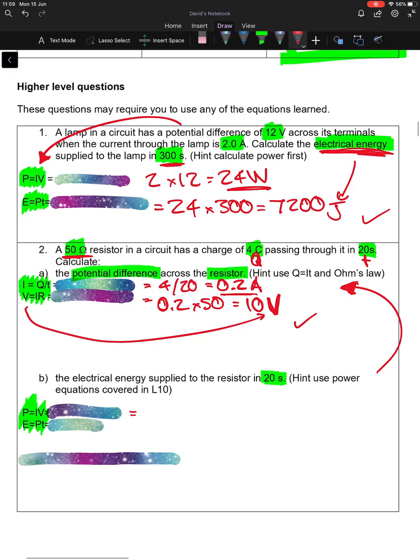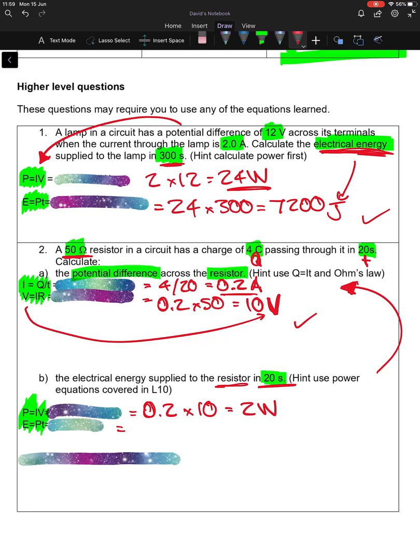And then, lastly, P equals IV. So what is our I? What's our current from the previous question? It's 0.2. What's our V from the previous question? We've just calculated it. 10. Which gives us 2 watts.